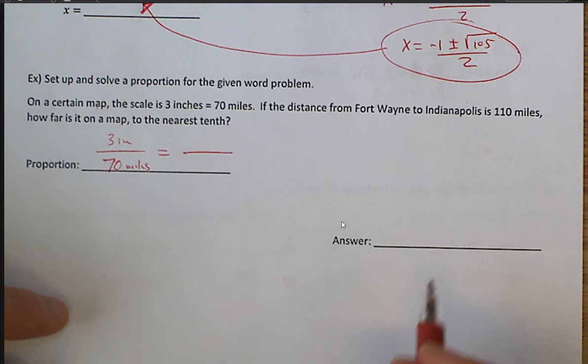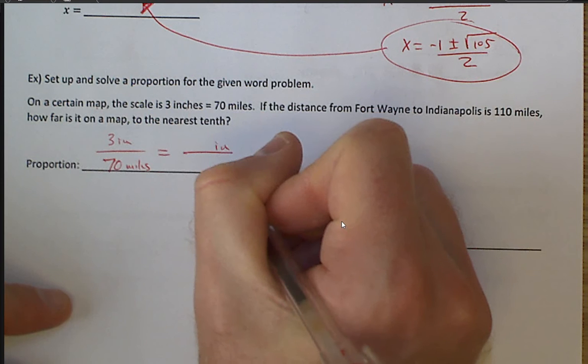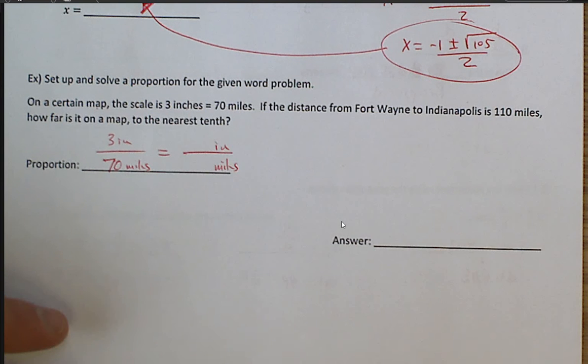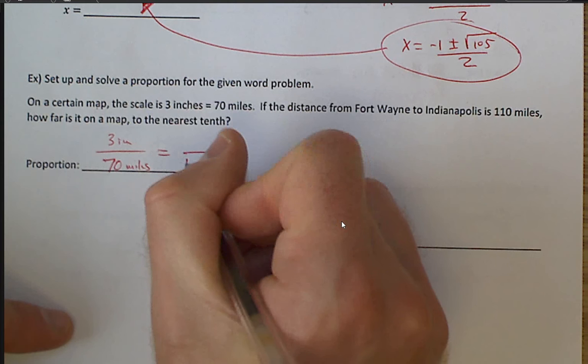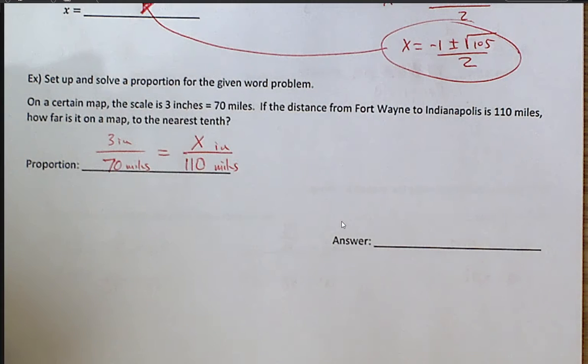So notice I have inches over miles. I want to make sure that I go inches over miles. I want to keep it the same whenever we do proportions. So it's 110 miles, so I'll put that there. I don't know how many inches it is. That's what I'm trying to find. So that's how you would set this up.